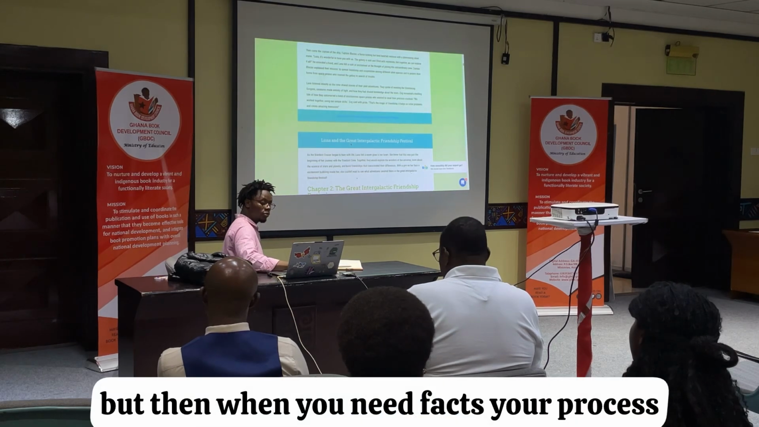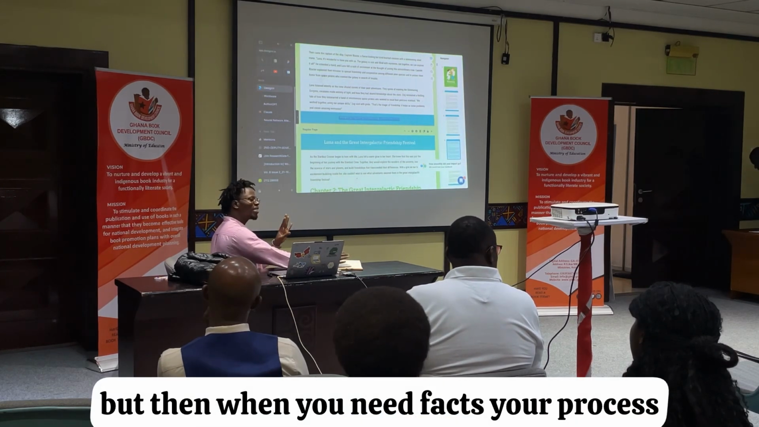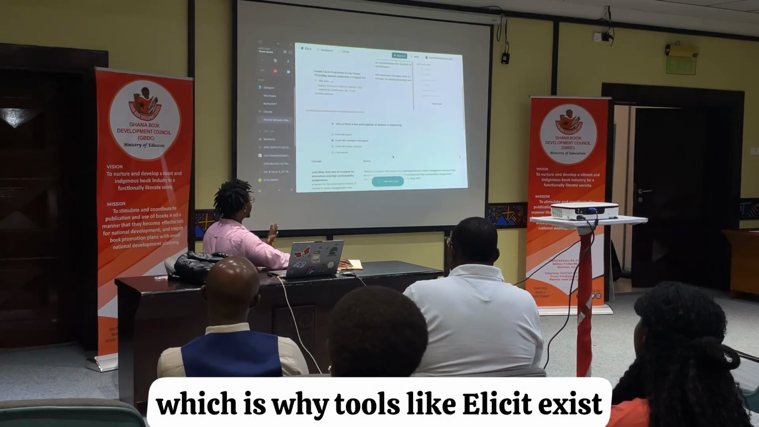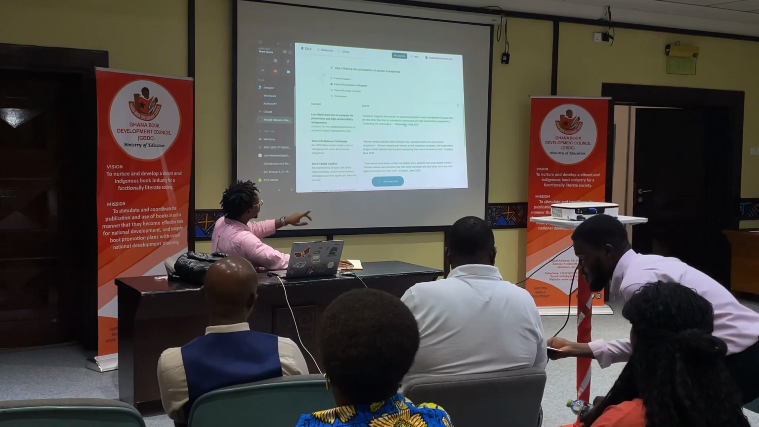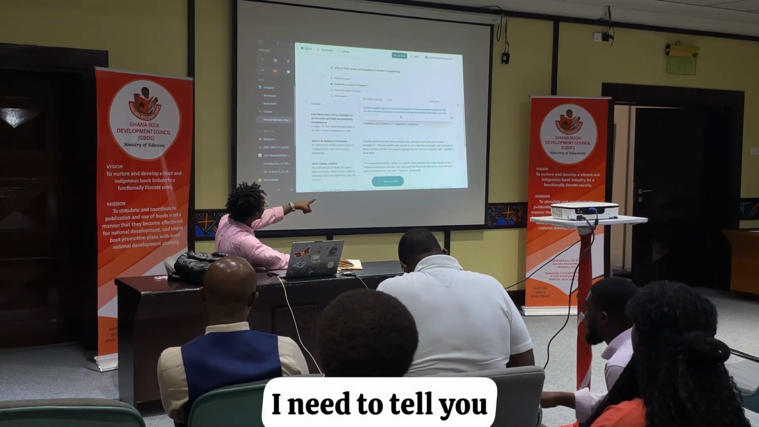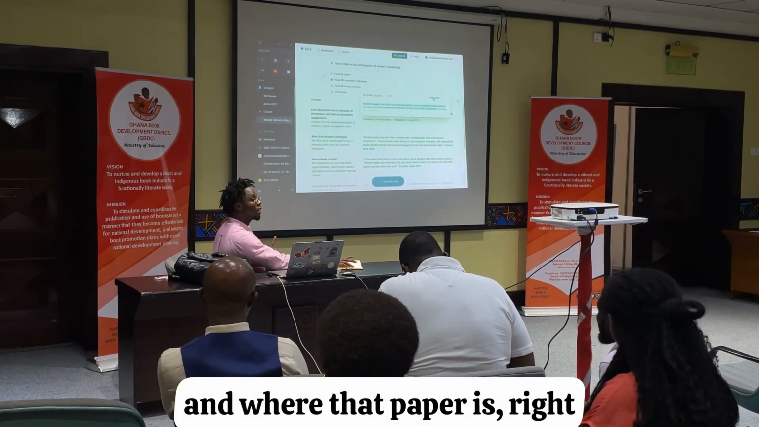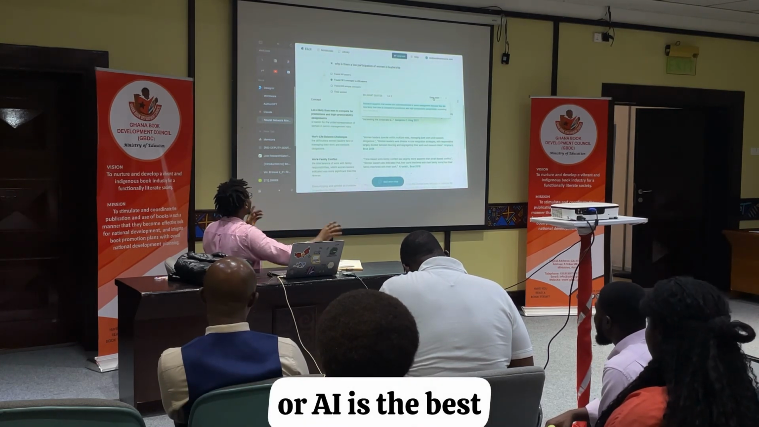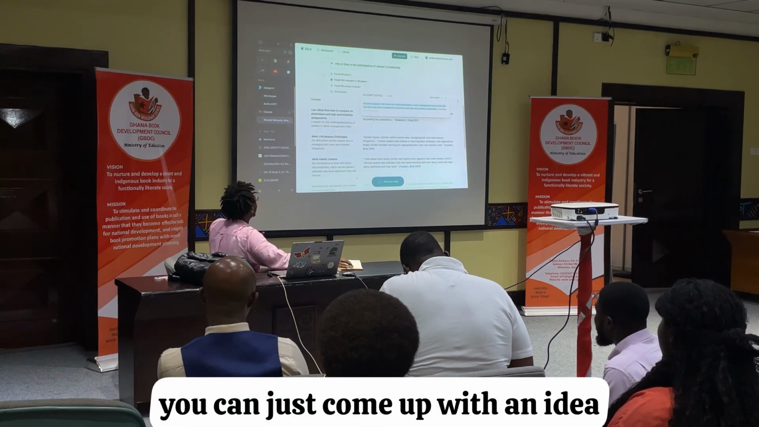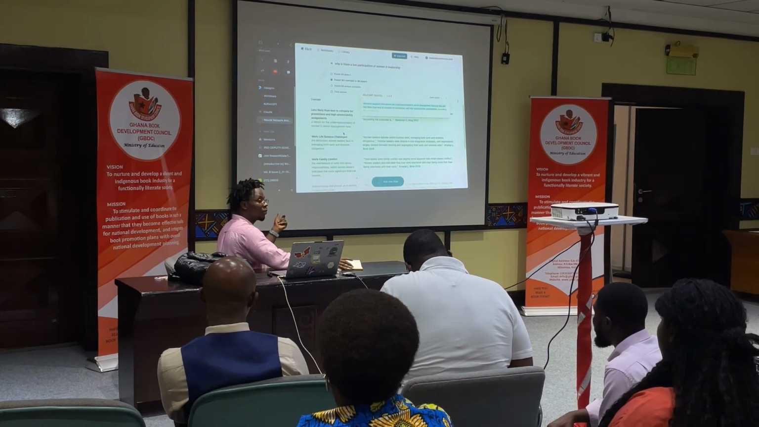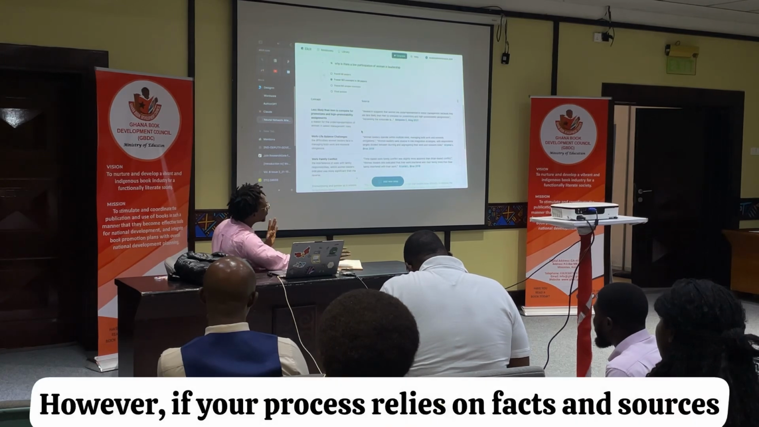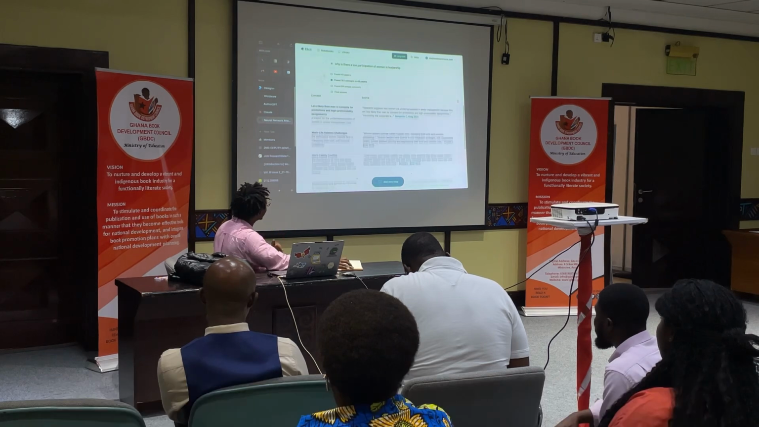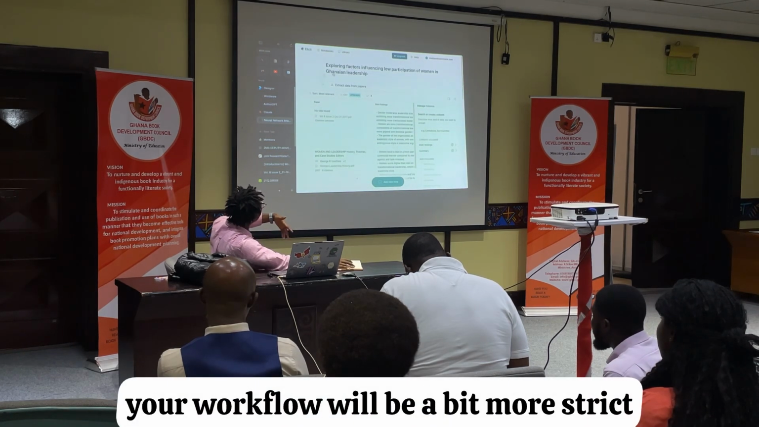But then when you need facts, your process is a bit more rigorous, which is why tools like Elicit exist, because now it's fact checking. This is a source and it will tell you where the source is from and where that paper is. So if your process is fiction, AI is the best. You can just come up with an idea, come up with subsections, boom, it'll be written in seconds. However, if your process relies on facts and sources, your workflow would be a bit more strict.